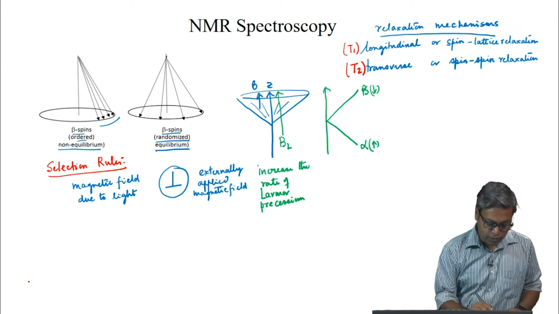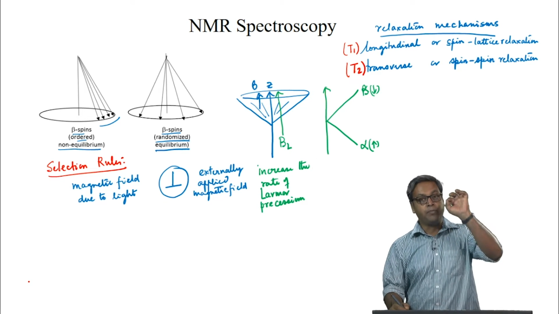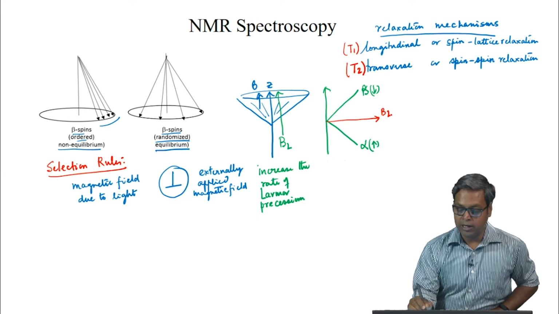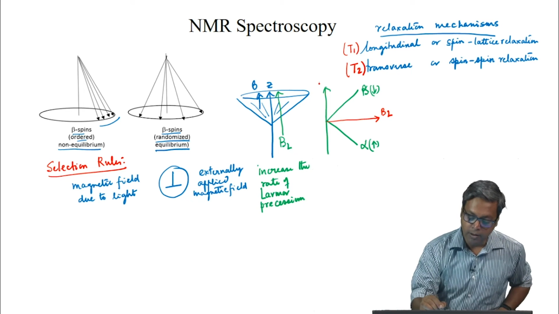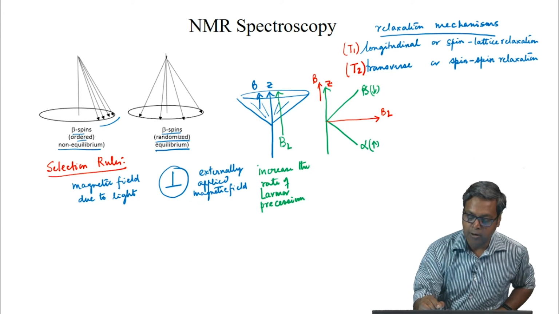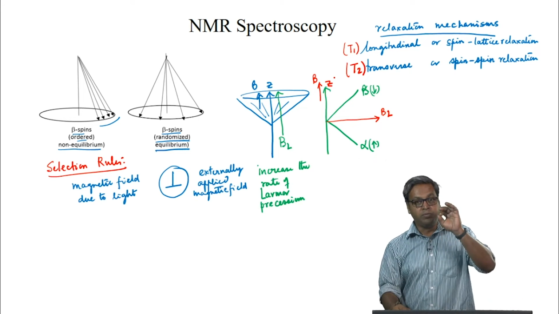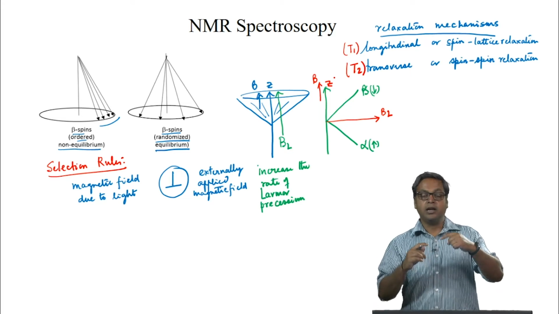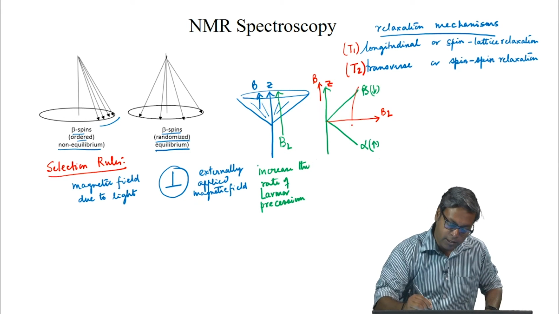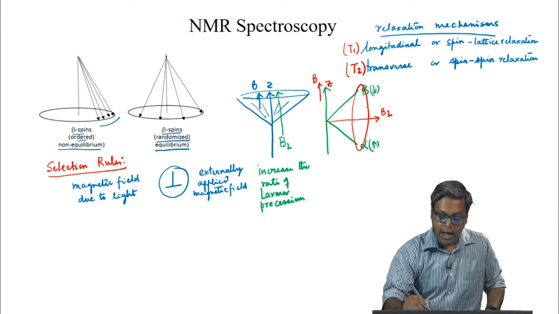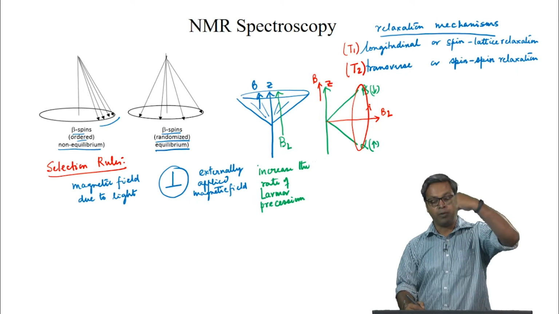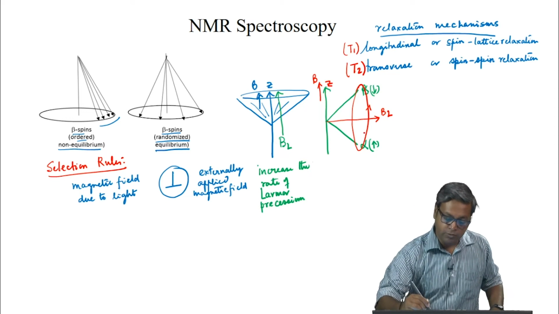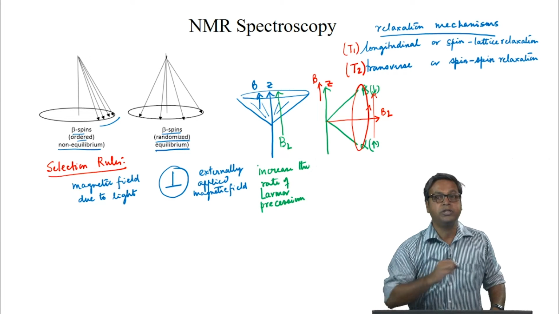But now, if we think that BL is perpendicular to B, so this is the direction of BL, and B is along the z direction. This field will induce a Larmor precession, but in a different, perpendicular direction. So, now the Larmor precession will be in this direction, and because of this Larmor precession in this perpendicular direction, a transition is possible from alpha to beta.